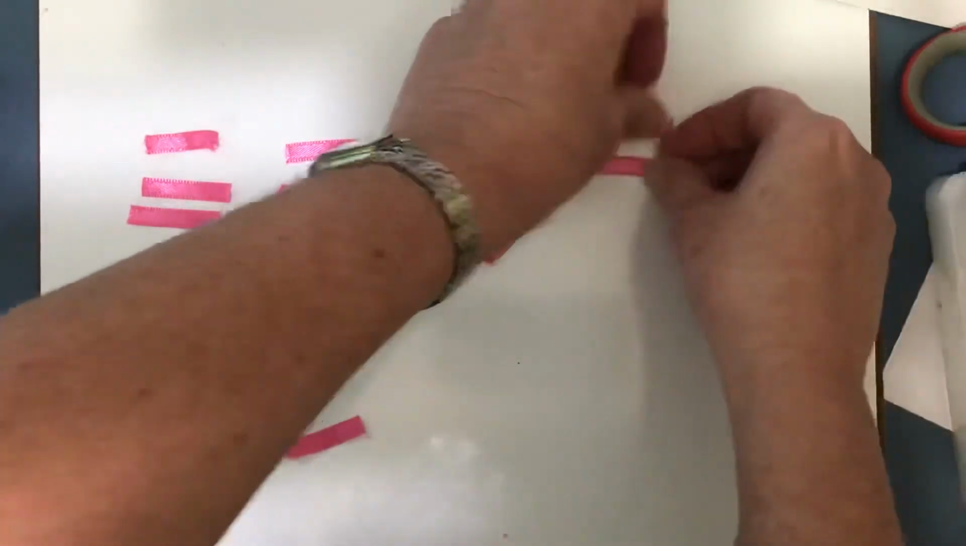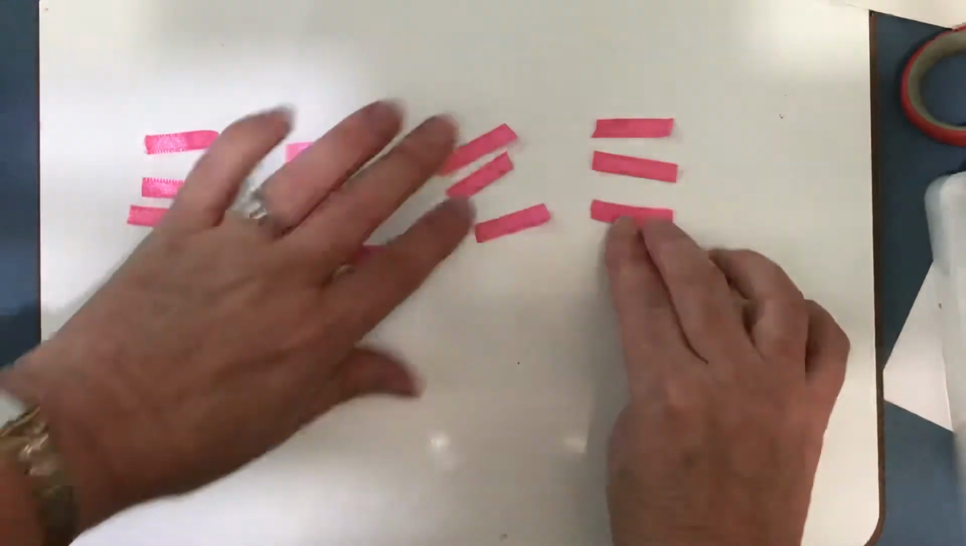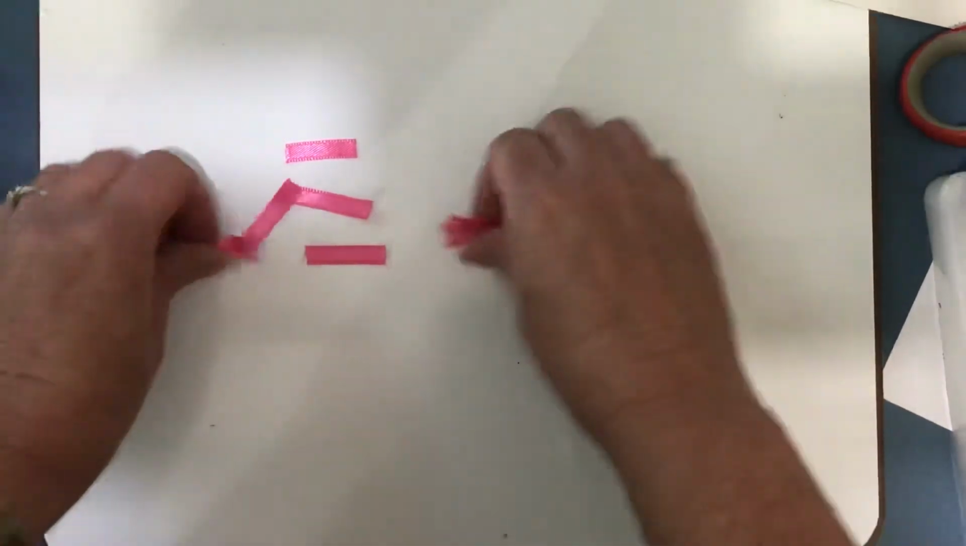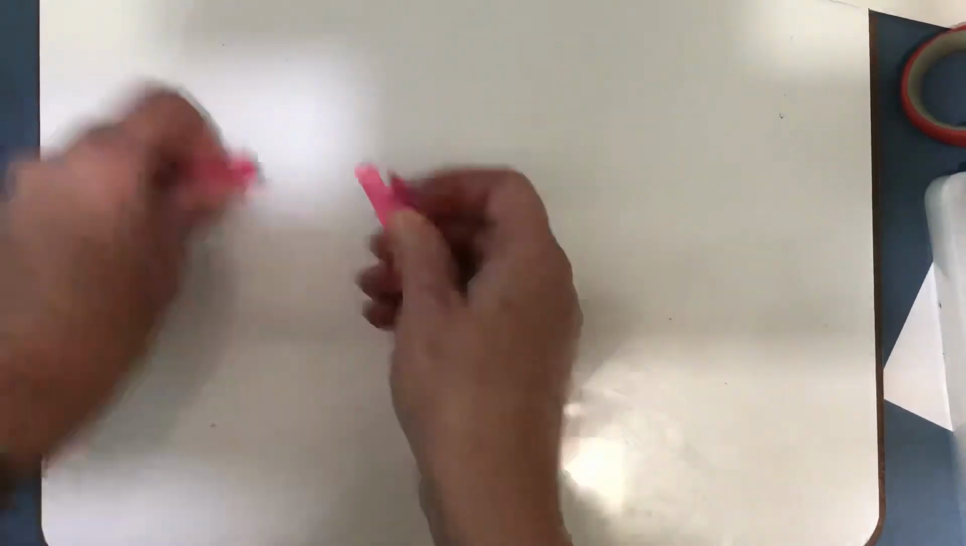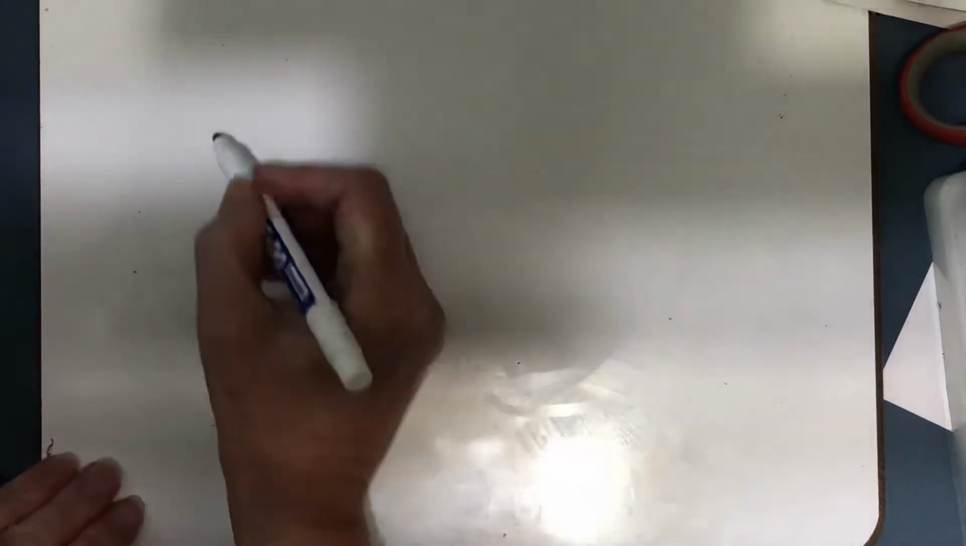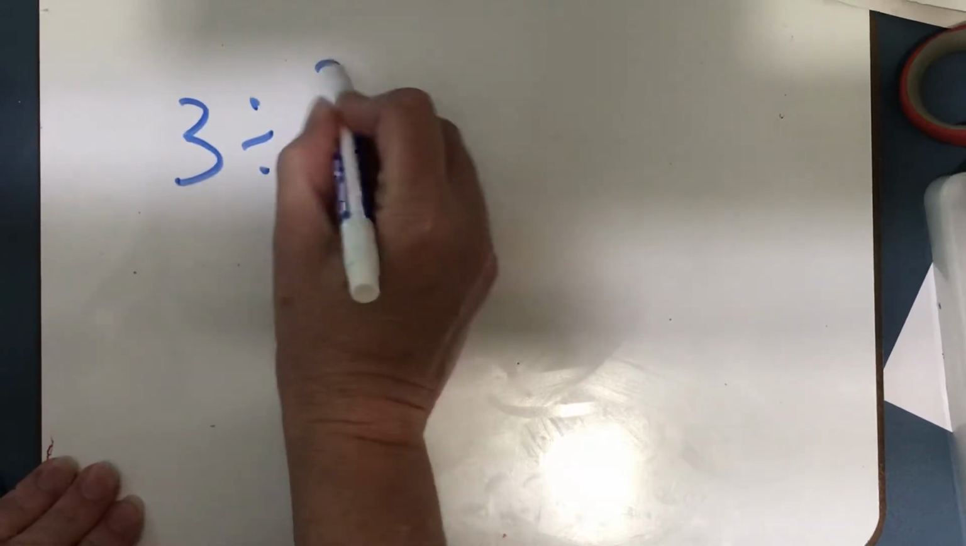I can see that I have 4 sections of 3/4. So 3 divided by 3/4 equals 4. Okay, and another example. Let's do 3 divided by 2/3.